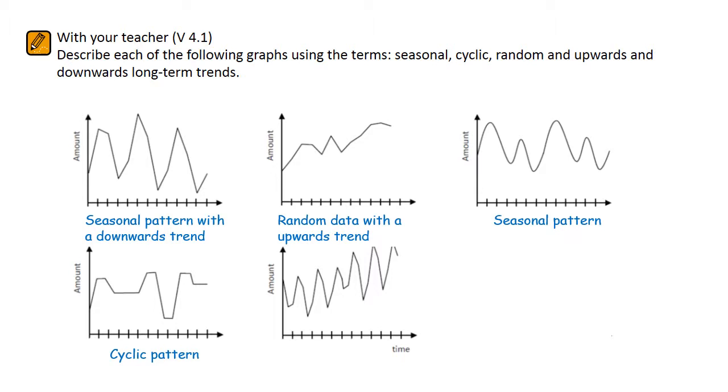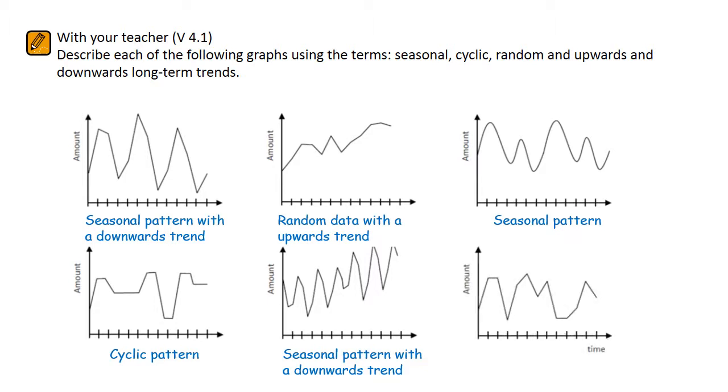The next graph shows a regular pattern repeated and at a constant time frame. There is also an upwards trend to the graph, so it's an example of seasonal data with an upwards trend. The final graph doesn't seem to show any pattern at all, nor any upwards or downwards trend, so we'll just call it random data.